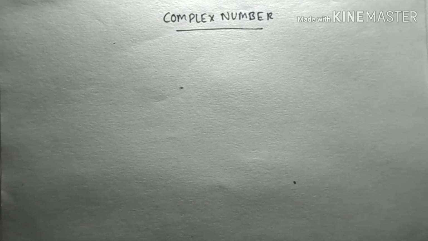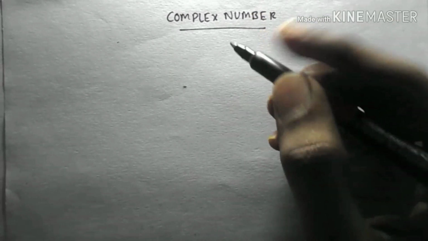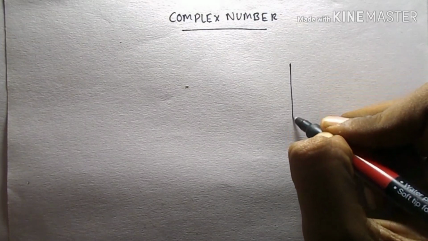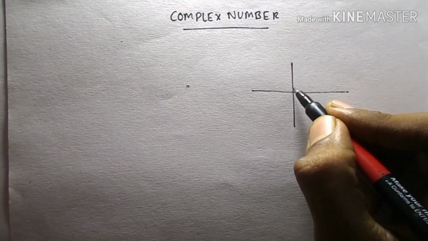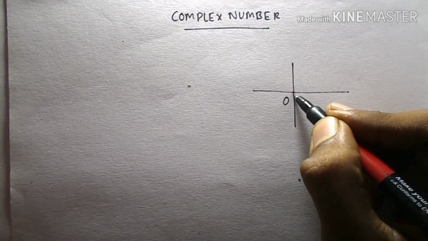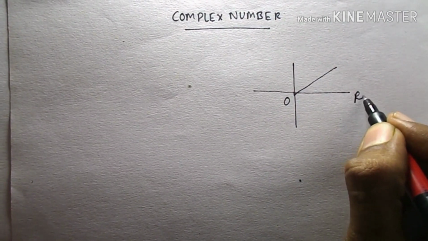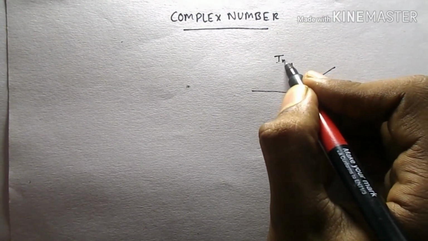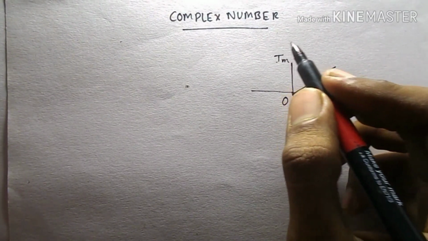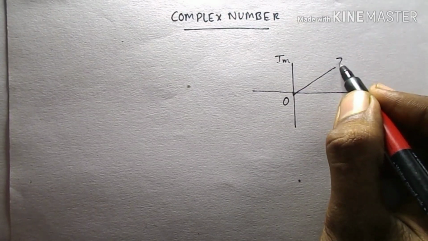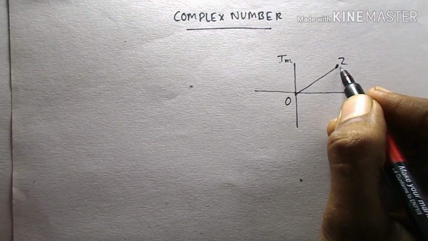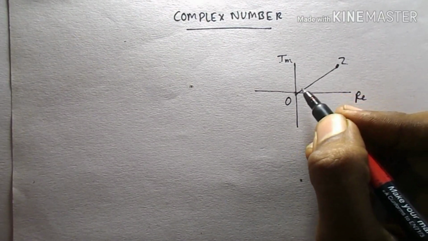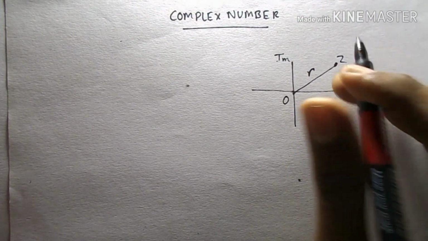In the previous video, we learnt about the amplitude of a complex number. Now, suppose I have the two axes, and this is the origin. Say this is the real axis and this is the imaginary axis, and say this is the complex number. I join the complex number with the origin, so I get this line, and I call this radius r.